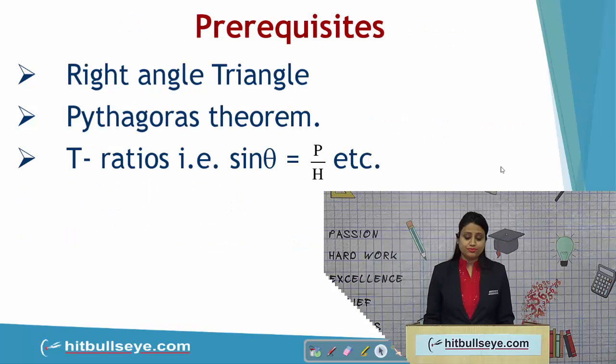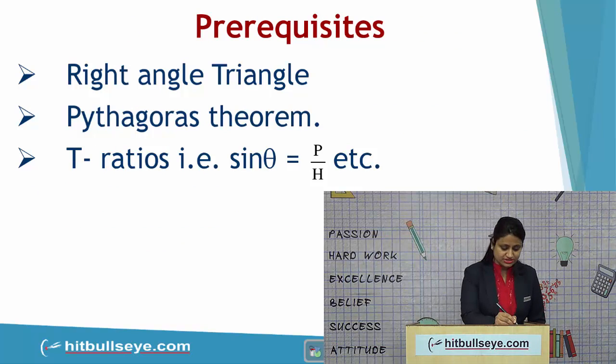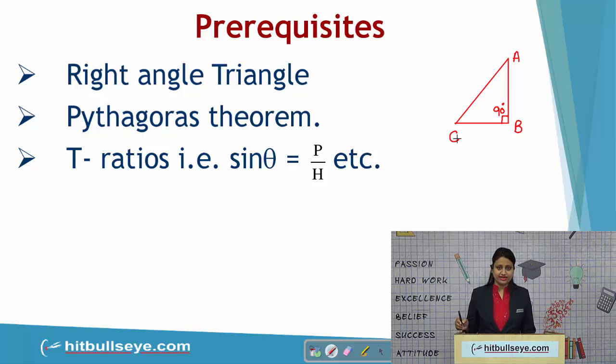So let us start. Prerequisites. First of all, you must know what is a right angle triangle. A triangle which contains an angle of 90 degree is called a right angle triangle. Let us take this as ABC. So ABC is a right angle triangle because one of the angles is 90 degree.